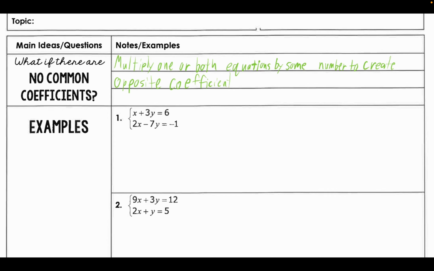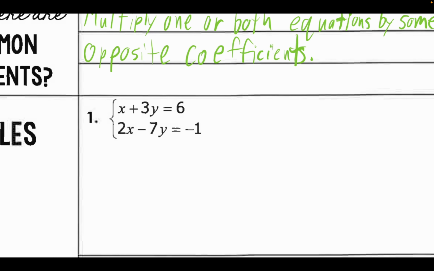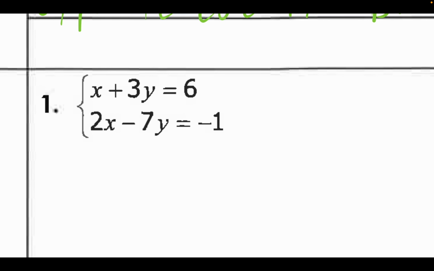And what I mean by opposite coefficients is the same thing we've been targeting every time, which is same number, different sign. And so instead of having to multiply just by a -1, we're going to multiply it by different numbers here. So for example, if this x was a -2x, then these would eliminate. So we ask ourselves, well, what could we multiply +1 by to make it a -2? And the answer is -2.